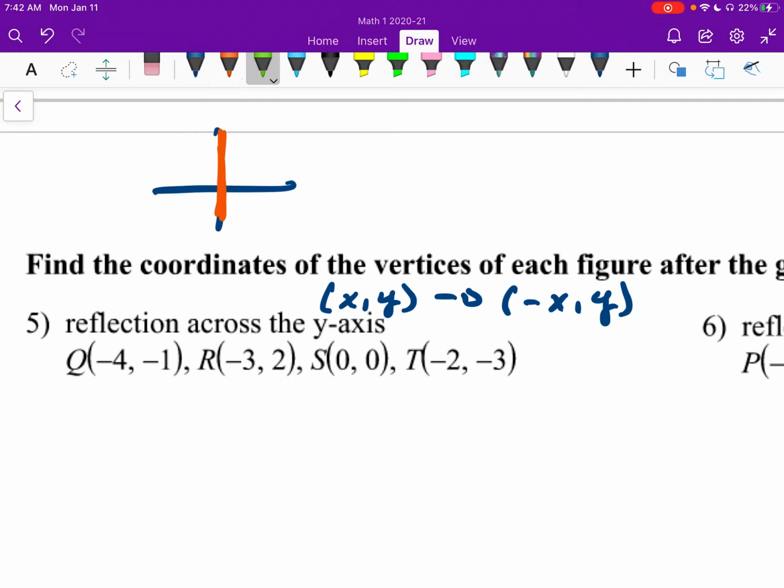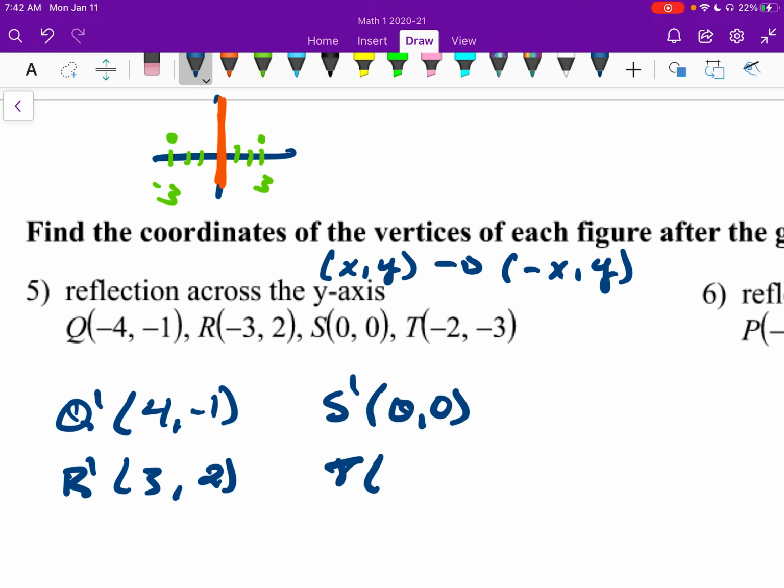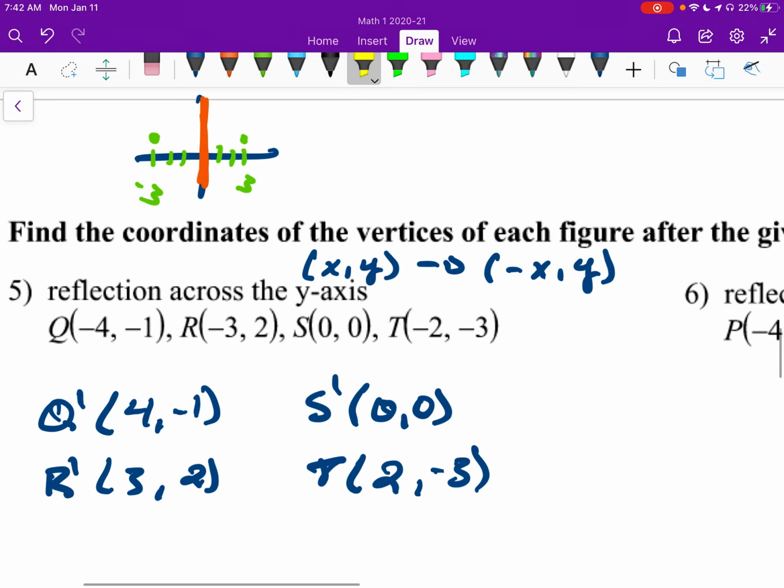Just to show you what I mean by that, if we have something at -3 over here, (-3, 1), whenever we flip it, it'll be at (3, 1). So we go from -3 to +3. So Q prime here will be (4, -1). R prime will be (3, 2). S prime will stay at (0, 0), because it's actually on the axis. And T prime will be at (2, -3). Something to remember, something that can be kind of confusing, is that for the y-axis, the x changes.